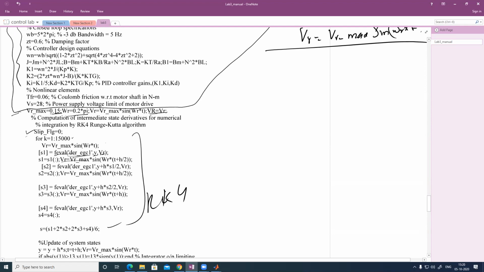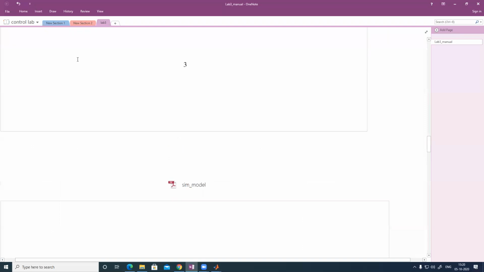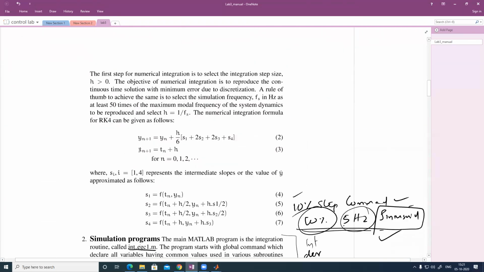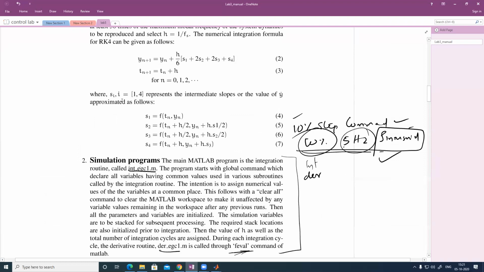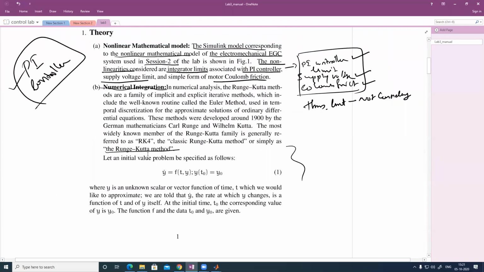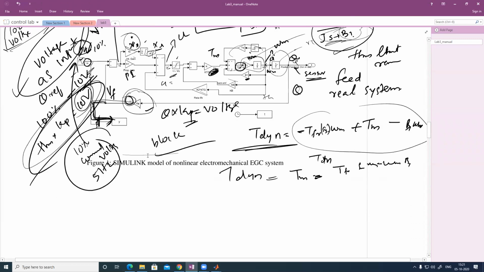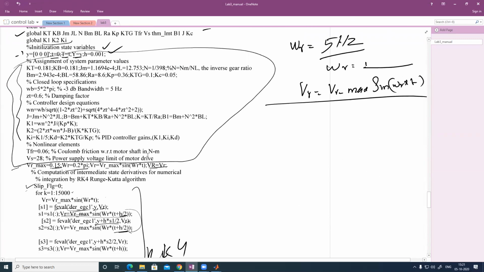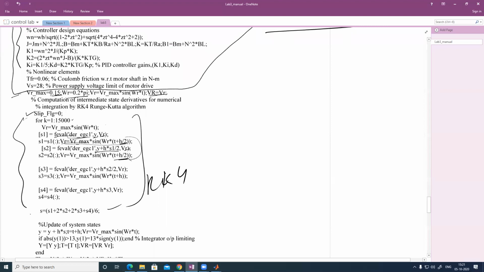And again you are changing the VR value to T plus H by 2. Again you are choosing Y as this value, comma VR, and again you are changing T plus H by 2, then T plus H. This is the algorithm used here. This was explained in the class earlier, how this RK4 algorithm works. So this one is the RK4 algorithm.